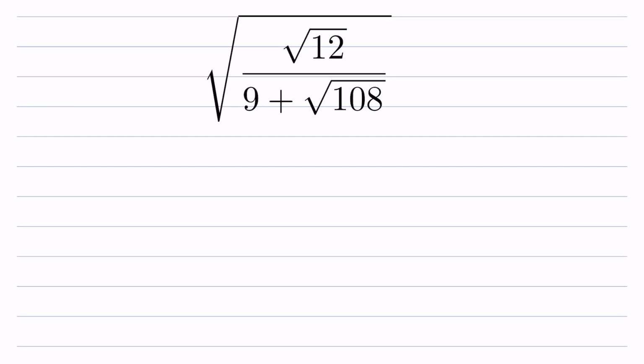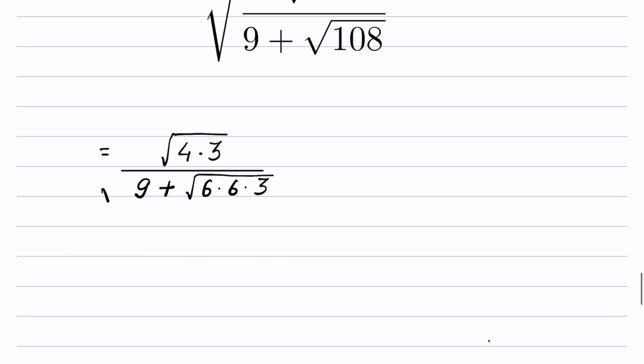Square root of (12 under square root upon 9 plus 108 under square root), we have to simplify it. Let's try. Now 12 we can write as 4 times 3 under square root upon 9 plus 108 as 6 times 6 times 3 under square root, then all under square root.